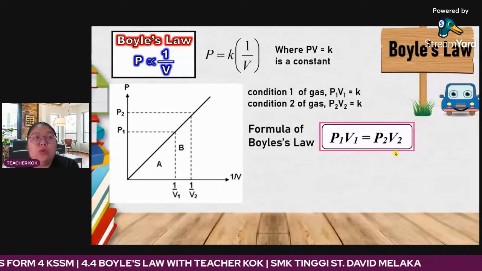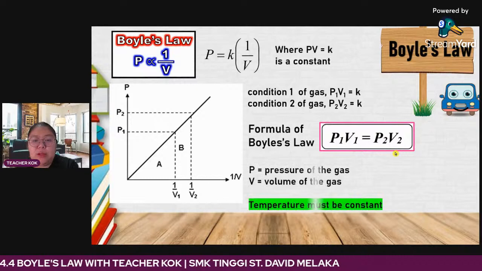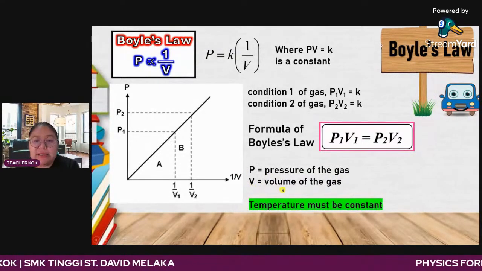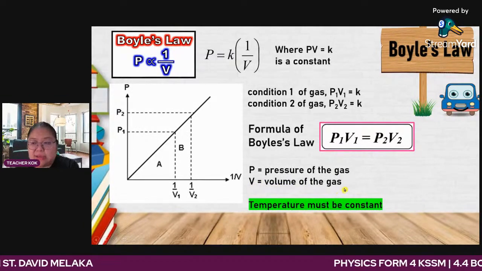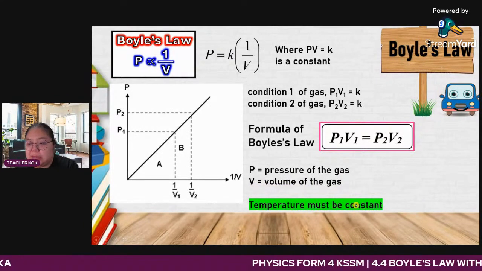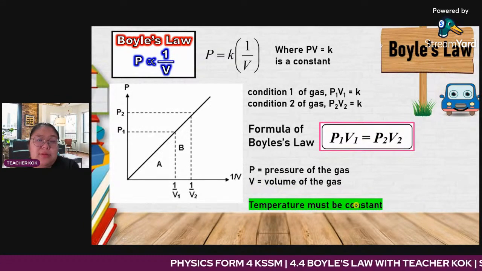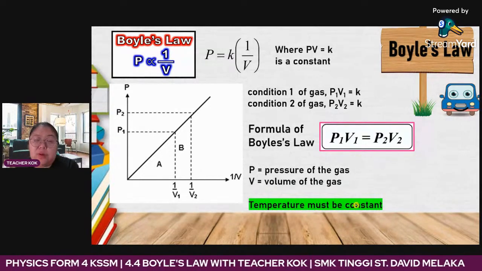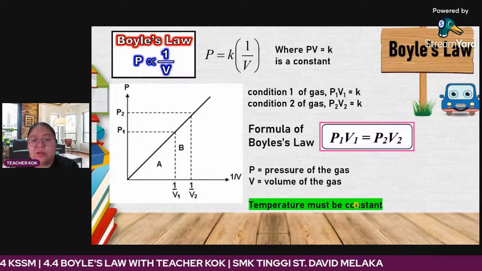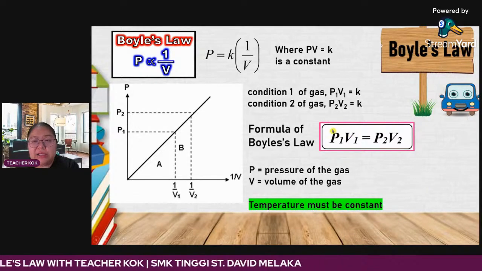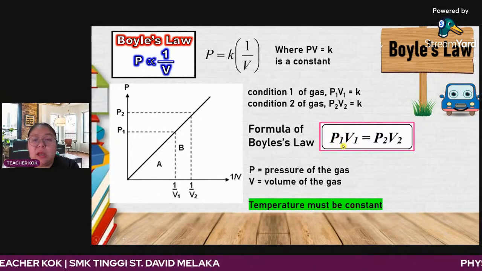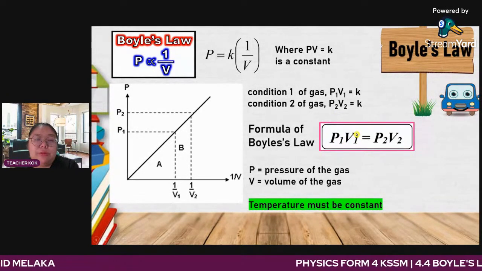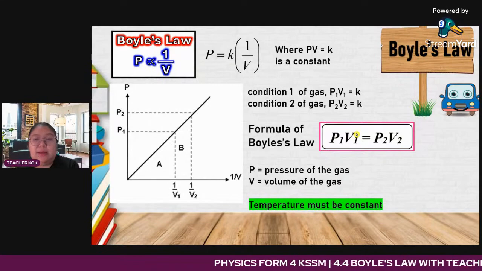There is no temperature in the formula. P stands for the pressure of the gas, V stands for the volume of the gas, so the temperature must be constant. This is the first formula for Boyle's law, P1 V1. You can see P and V are inversely proportional. When I increase P, V must drop, because they are side by side.